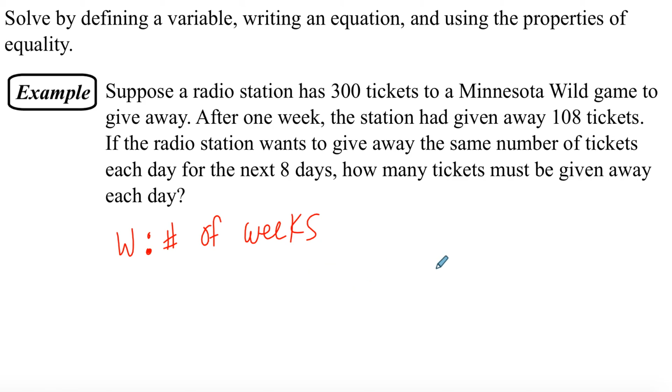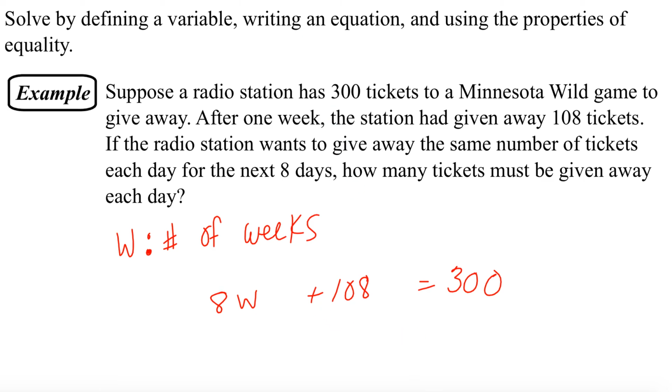Well, we're going to end up with 300, right? That's all they have to give away. And the first week, they gave away 108, okay? And they want to give away, for 8 days, the same number of tickets. So we're going to take 8 times however many there are to figure out how many they need to give away each day. So they've already given away the 108, so we've got our equation. We just need to solve it for W.